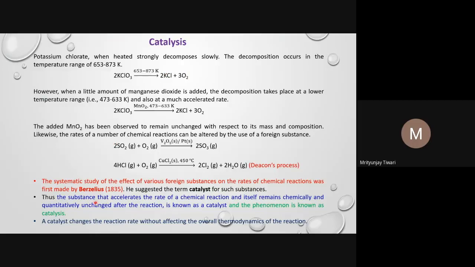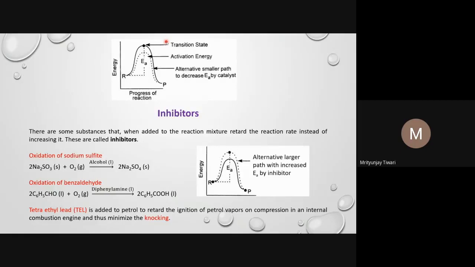So what we know about the catalyst or catalysis is that the substance that accelerates the rate of a chemical reaction and itself remains chemically and quantitatively unchanged after the reaction is known as a catalyst, and this process is known as catalysis. And we have seen some examples of how the catalyst increases the rate of reaction. Why does a catalyst increase the rate of reaction? This is because the catalyst reduces the activation energy required for a reaction or a chemical process to happen.